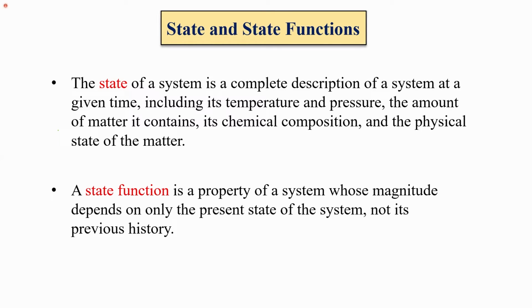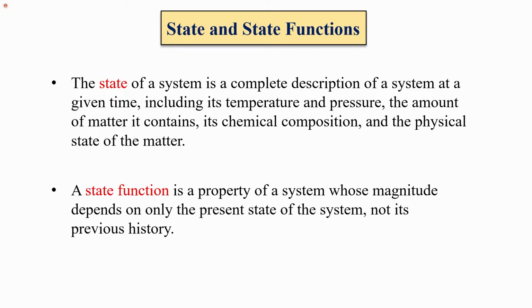So the state of a system is a complete description of a system at a given time, including its temperature, pressure, and the amount of matter it contains, as well as its chemical composition and the physical state of the matter.